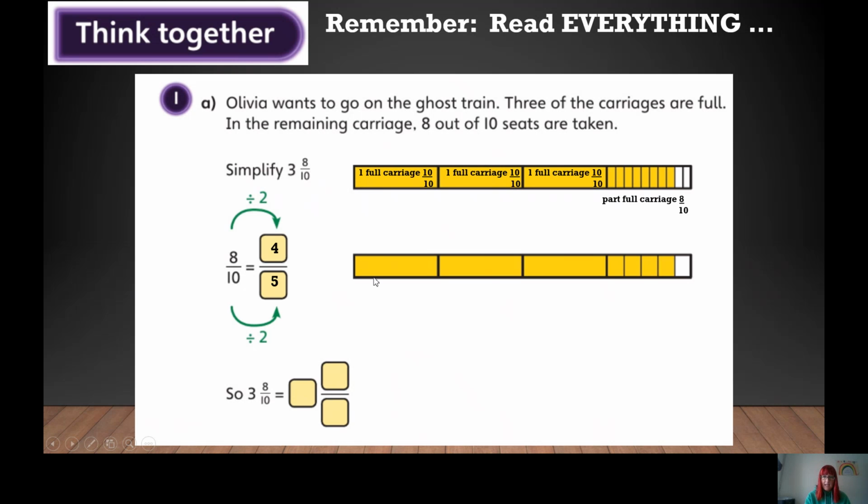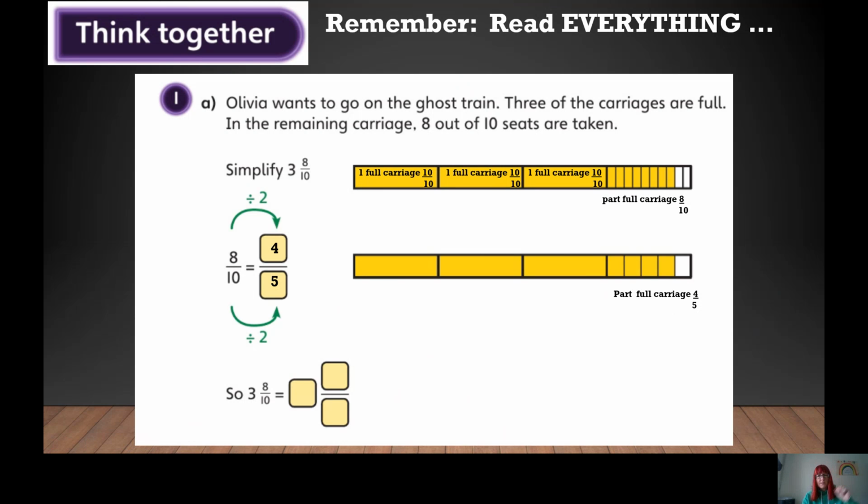That's represented here on this diagram. Let's have a look. We've got our part full carriage here. Look, 8/10 here, simplified to 4/5. We've got 1, 2, 3, 4 out of 5 equal parts here, representing 2 seats, 2 seats, 2 seats, 2 seats. 8 out of a possible 10 if it were here, but as we've simplified, 4/5. So I'm cool with that.